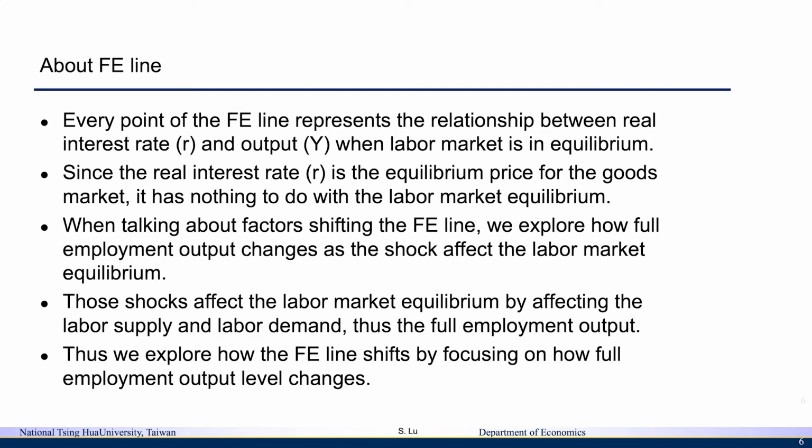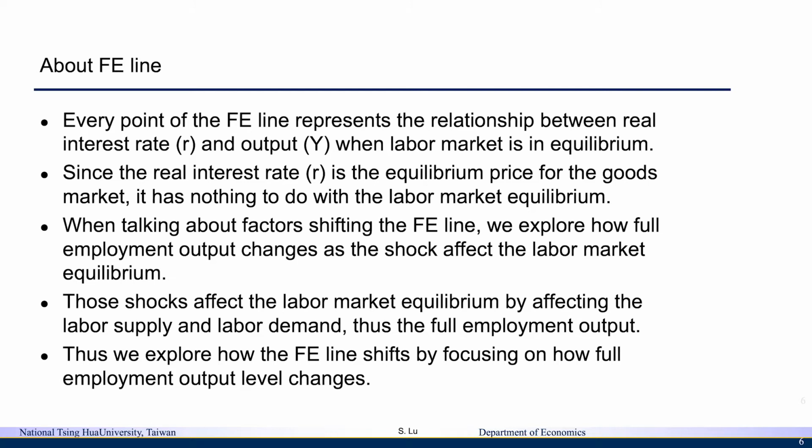In the graph, the vertical axis is R and the horizontal axis is Y. So when we want to talk about the factors shifting the full employment line, we want to explore how the output changes. Because every point on the full employment line represents the labor market equilibrium, the output that we want to talk about here is the full employment output. So we want to see how the full employment output changes when a shock occurs, and then how it affects the labor market equilibrium, and then the output.